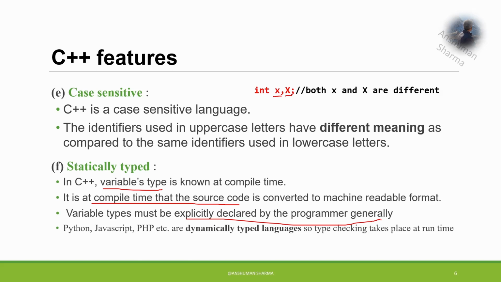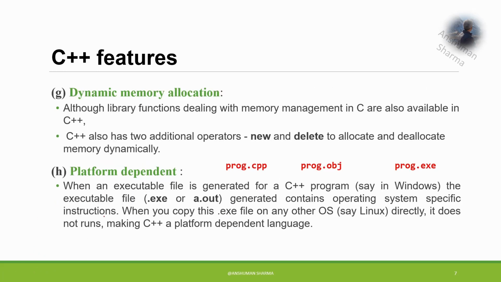But we do have some dynamically typed languages in which the type checking takes place at runtime. That is, at runtime, depending upon the values that the variable holds, the type is determined accordingly. Some languages that are used for this are Python, JavaScript, and PHP.